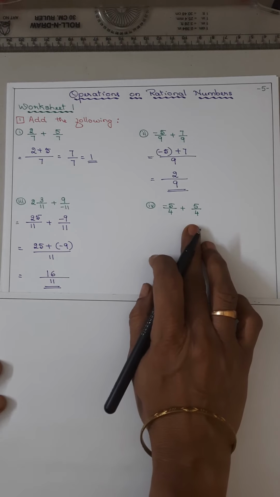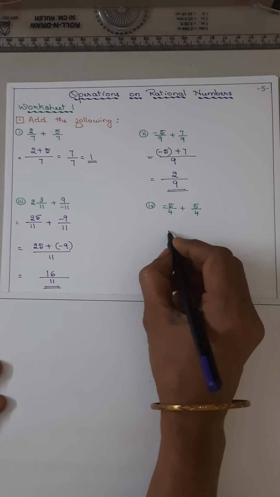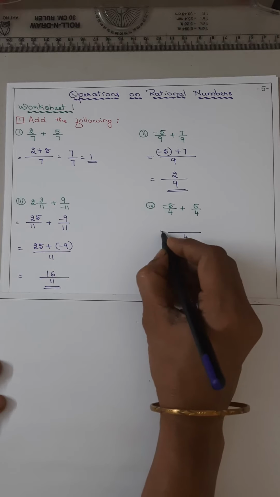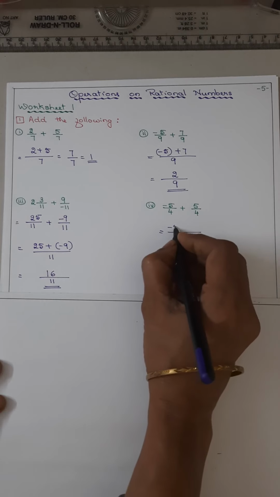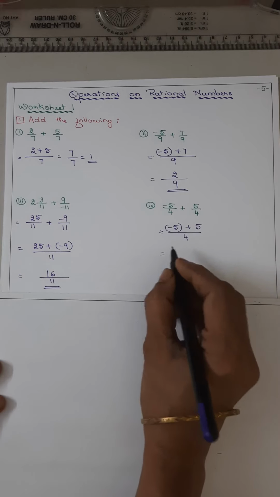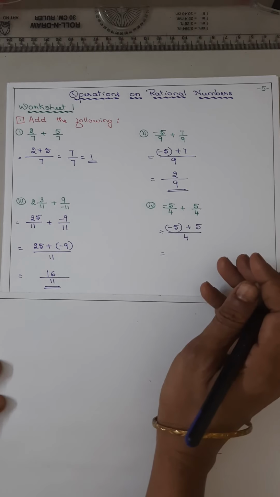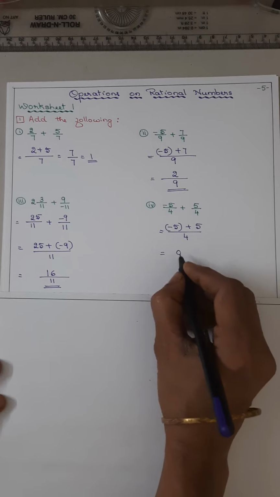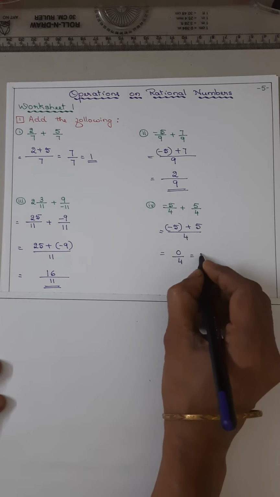Now coming to the fourth sum, the denominator is 4, minus 5 plus 5. Numbers are same, but the signs are different. That means 0 by 4, that is 0.